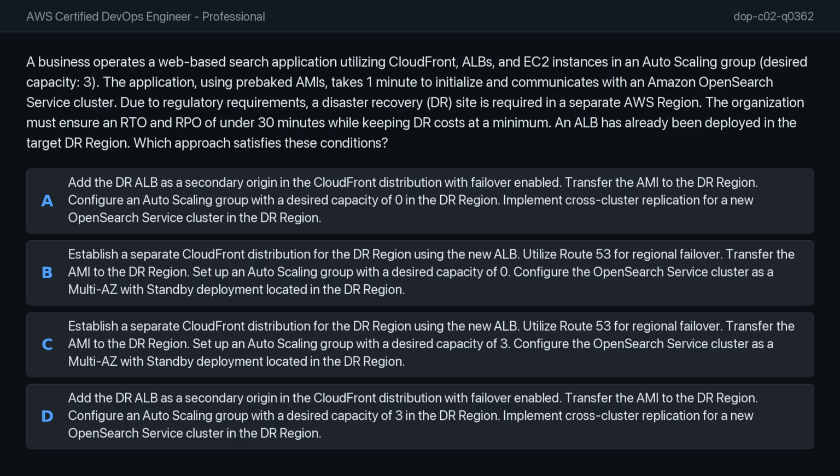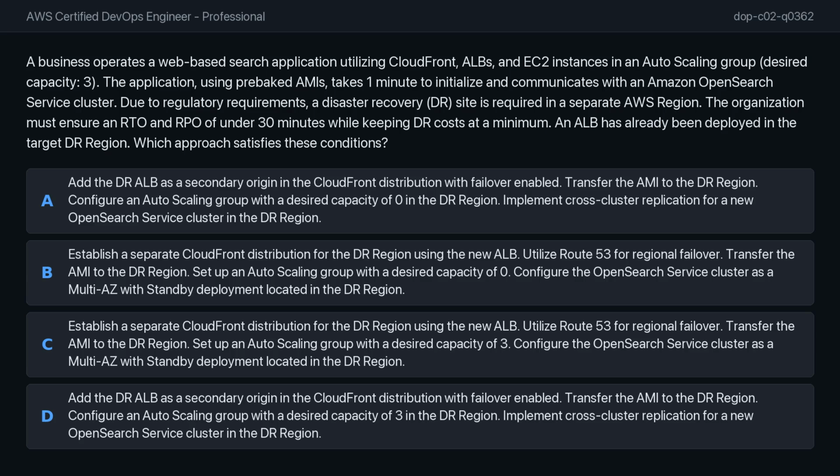A business operates a web-based search application utilizing CloudFront, ALBs, and EC2 instances in an autoscaling group with a desired capacity of 3. The application uses pre-baked AMIs and takes 1 minute to initialize, communicating with an Amazon OpenSearch service cluster. Due to regulatory requirements, a disaster recovery site is required in a separate AWS region. The organization must ensure an RTO and RPO of under 30 minutes while keeping DR costs at a minimum.